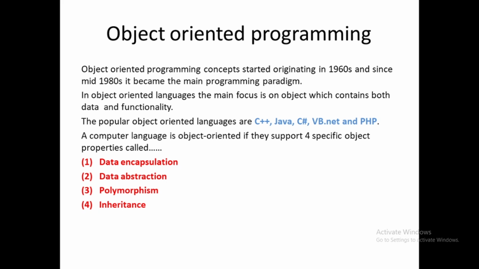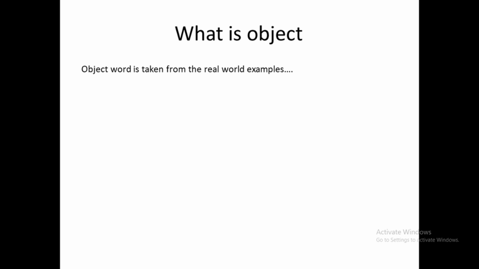In this chapter, we have to see all these properties. So first of all, let's see what is an object. The word object is taken from real world examples. Suppose in front of us there are several objects like pen, pencil, mobile, spectacles. All these are objects. Similarly, in a computer system also, whatever we see on the screen is called an object.